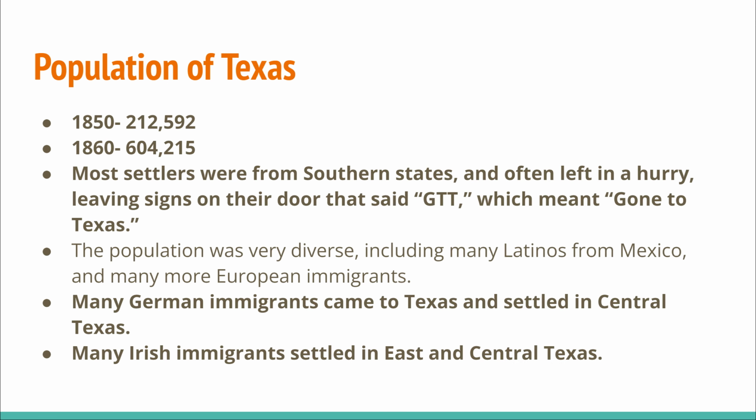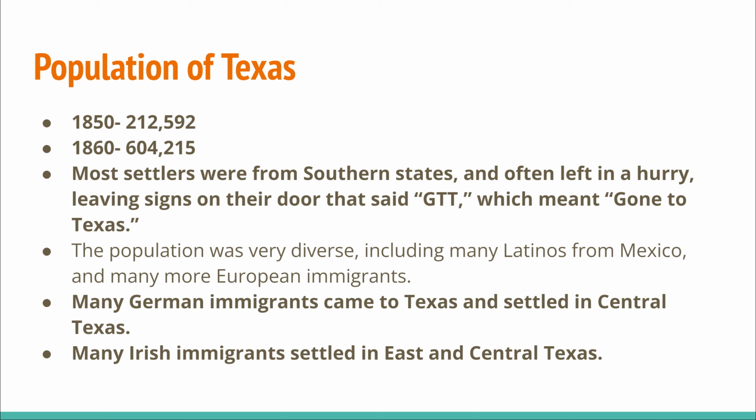So, population in Texas. In 1850, after the U.S.-Mexican War, the population in Texas is going to be over 200,000 people. Ten years later, it's going to triple to 600,000 people. So there are a lot of people moving into Texas.